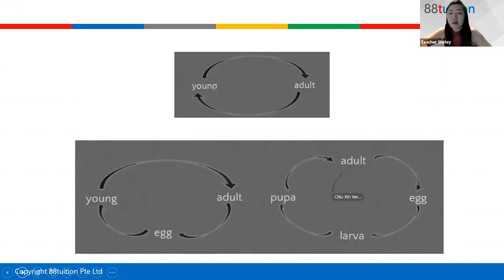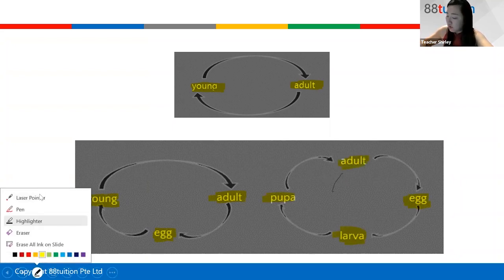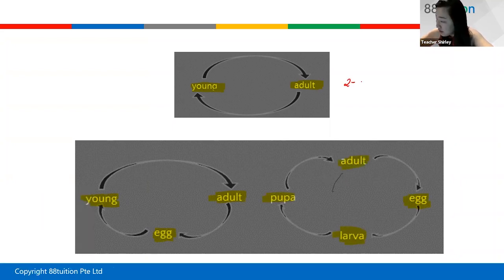Over here we have 3 different types of life cycle. I think the color is a bit dark, so maybe I use a highlighter. The 2 stages one usually comprises the young and adult. The 3 stages one is egg, young, and adult. The 4 stages will be egg, larva, pupa, then adult.